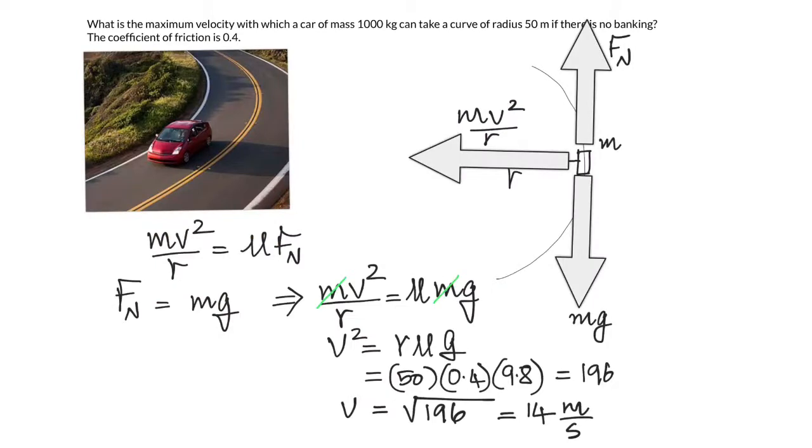In this question, it's about a car of mass 1000 kilogram taking a curve of radius 50 meter, but there is no banking. So if there is no banking, then the only chance for this car to take the curve is the frictional force. And that's why the coefficient of friction is given here.